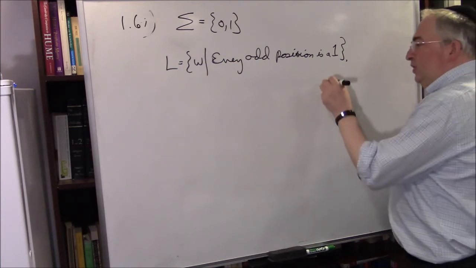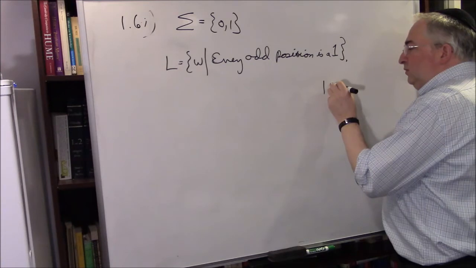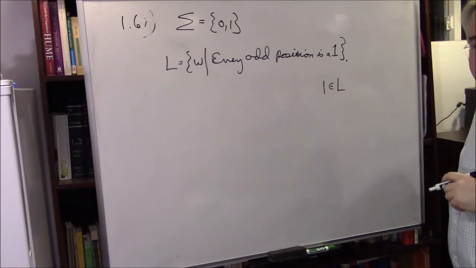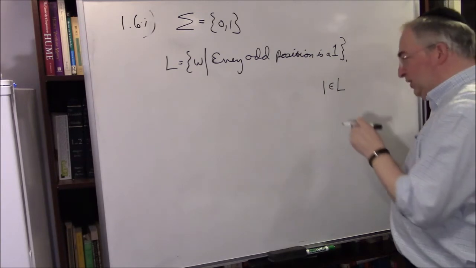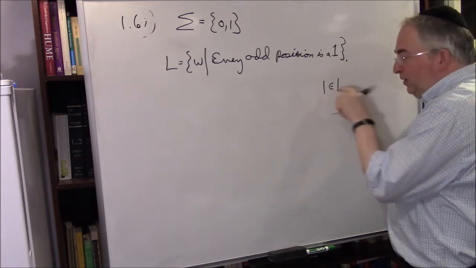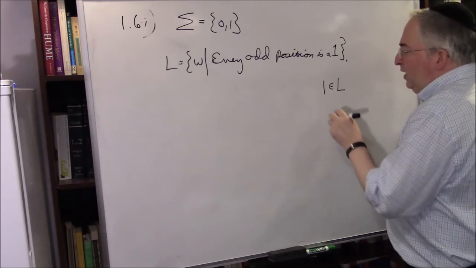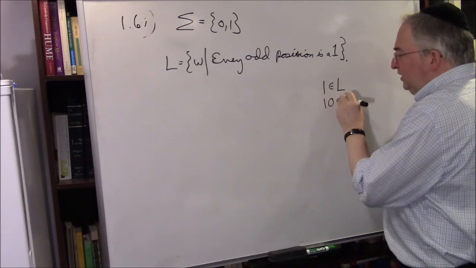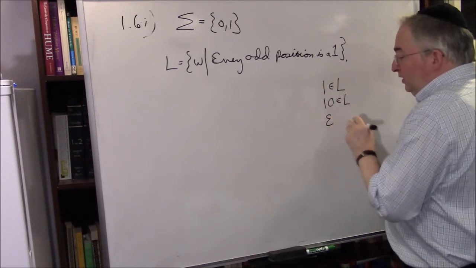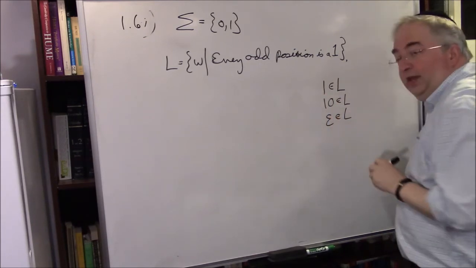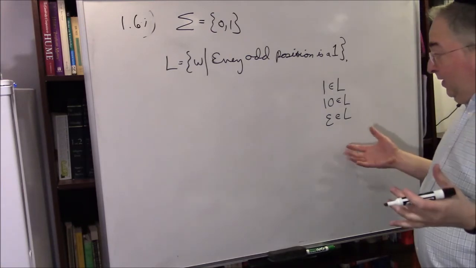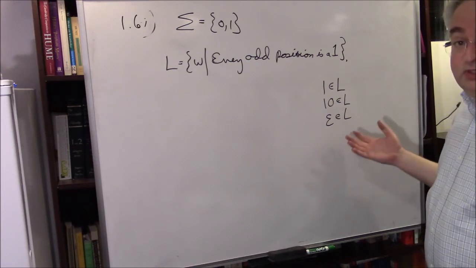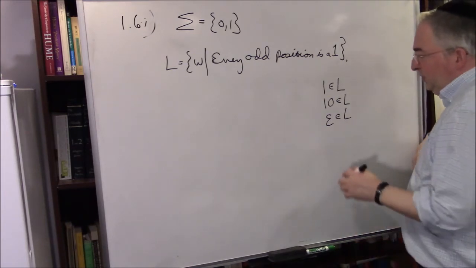Okay, so 1 is in the language because there's one thing and it's a 1. Okay, 1, 0 is in the language. The empty word is in the language. Why? Because what's in the odd position? There's nothing in the odd position. There is no odd position in this word, so it's accepting.